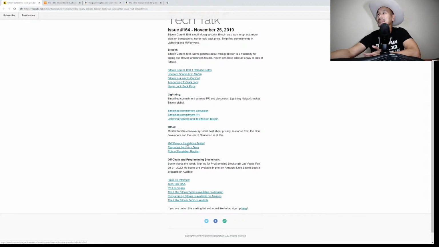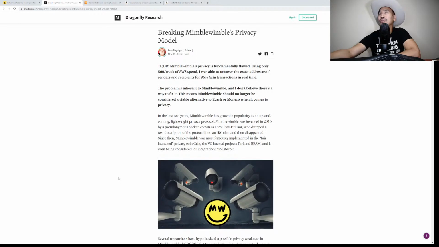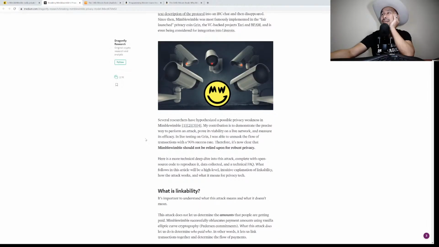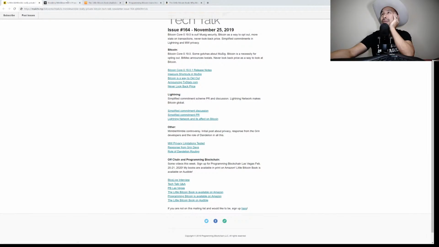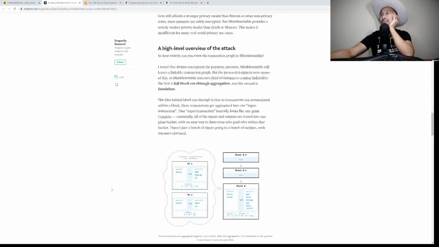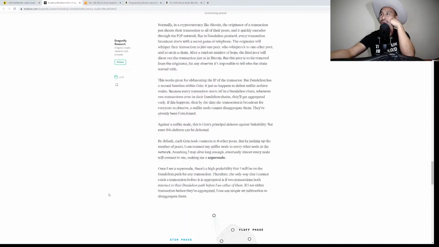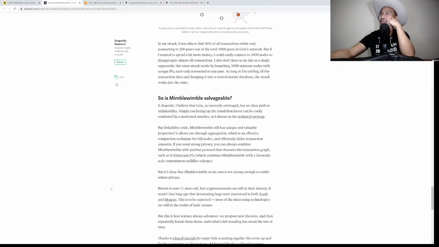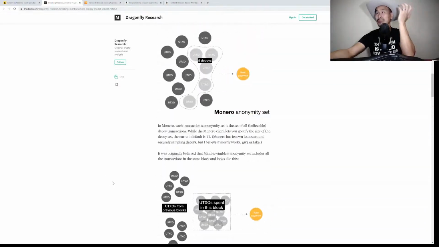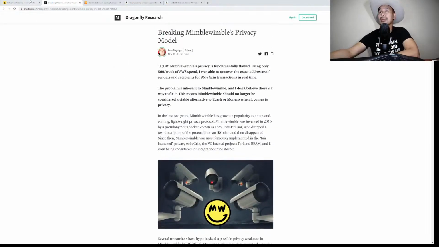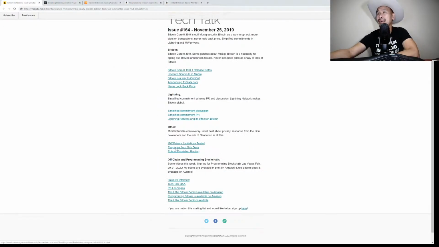All right, this caused quite a bit of controversy, and this is Breaking Mimblewimble's Privacy Model by Ivan Bogati, I guess. Basically, he's saying that the privacy in Mimblewimble is fundamentally flawed. He did some tests with some of the Grin features and essentially made a super node that connected to everybody and was able to figure out who was paying who and so on, based on the UTXO model that Mimblewimble has.